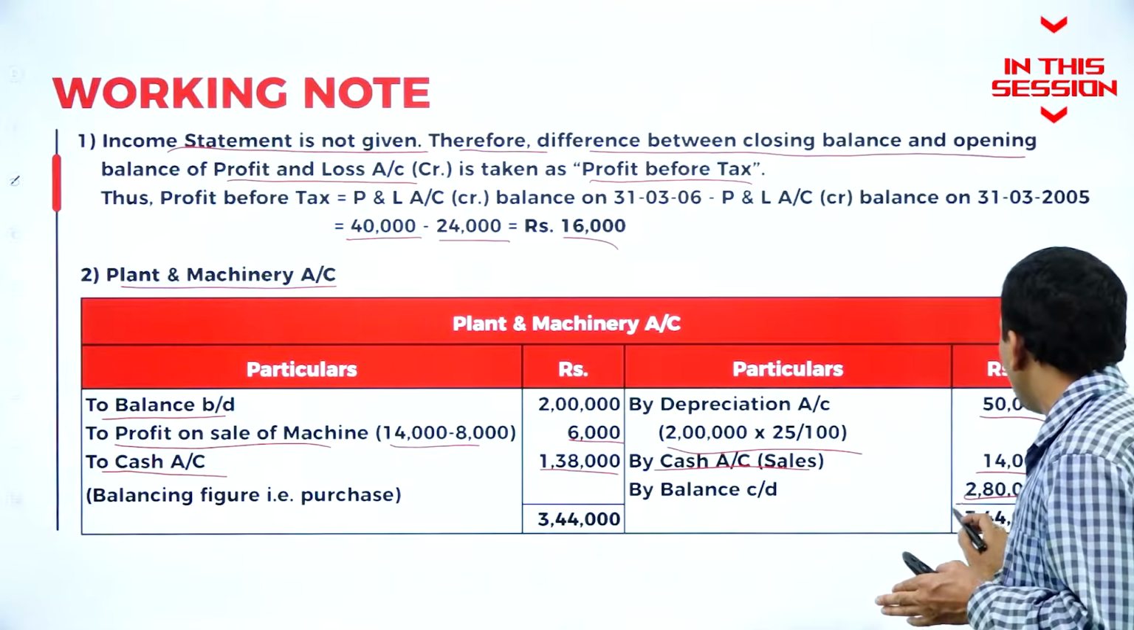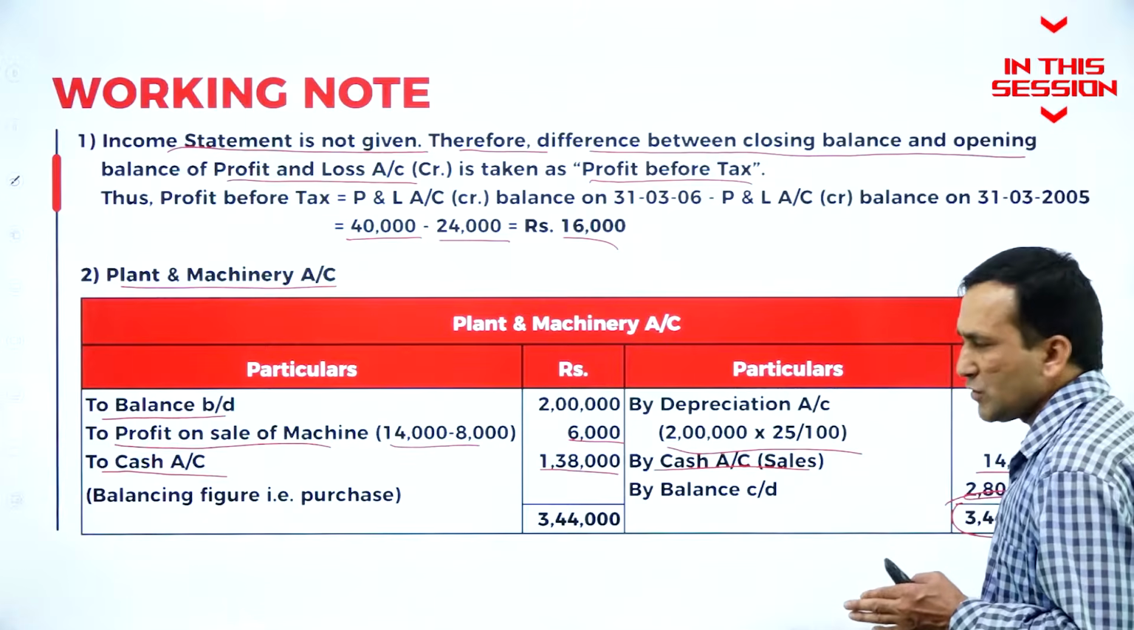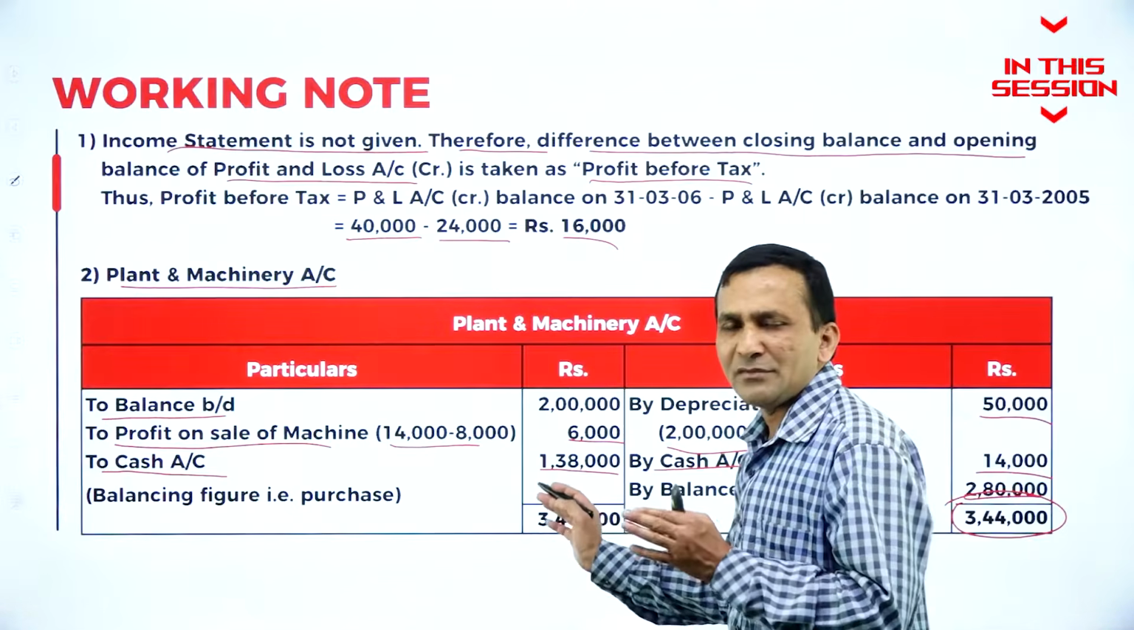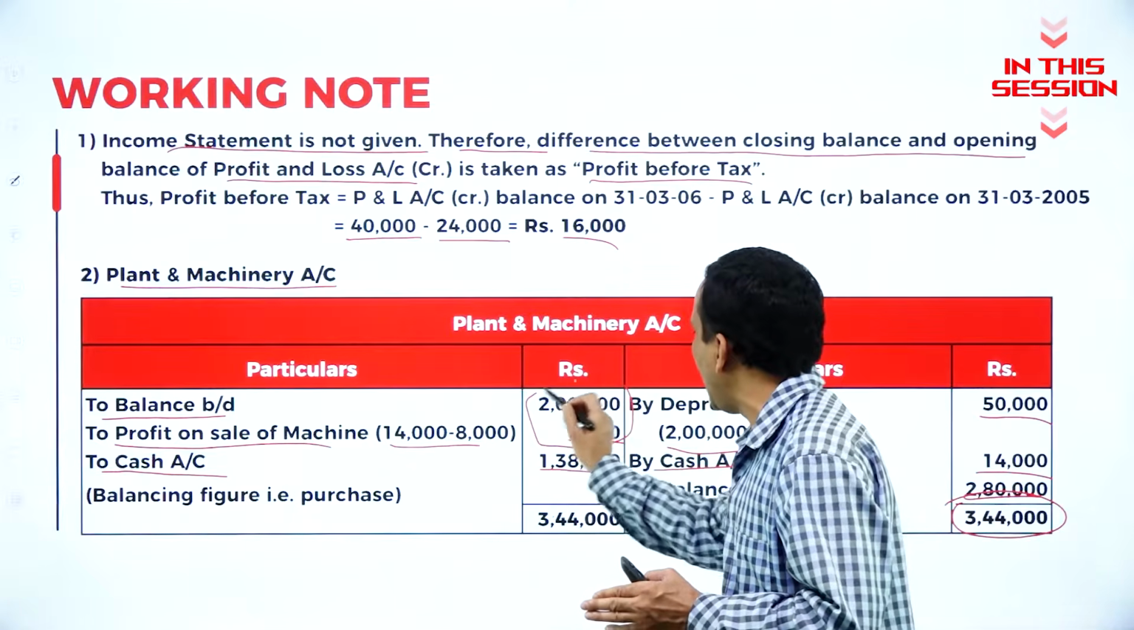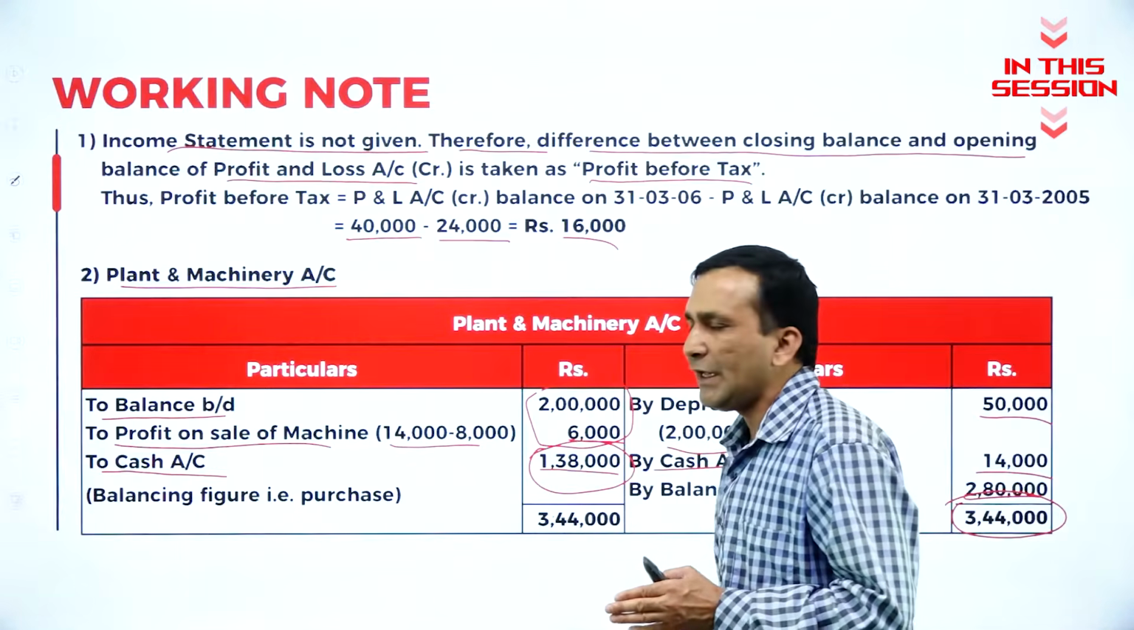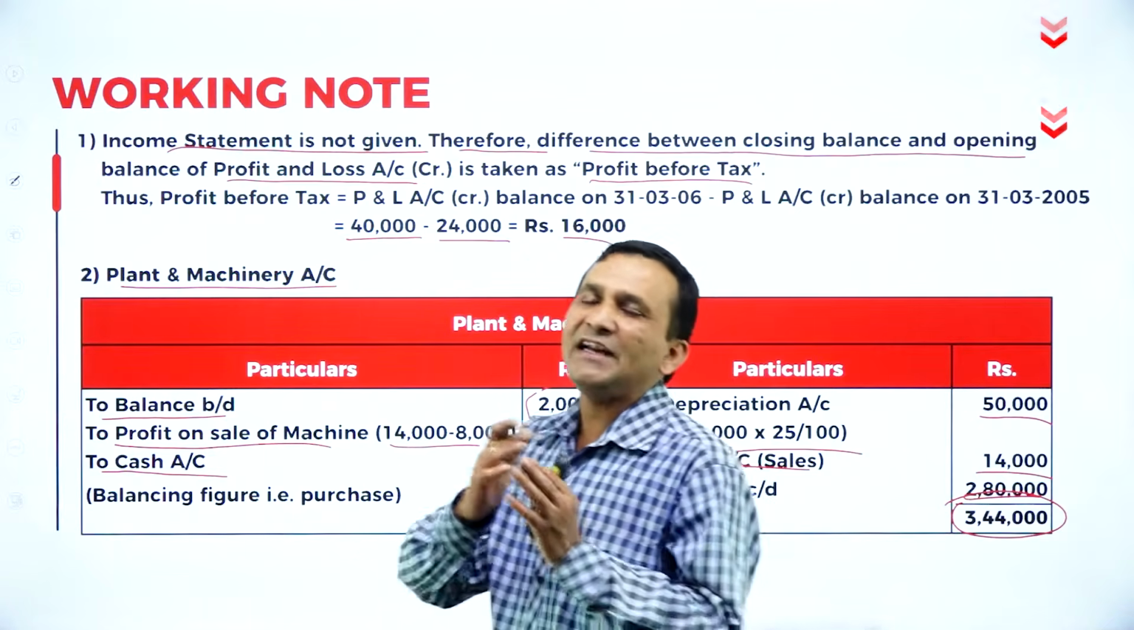The credit item, we are getting 3,44,000. 3,44,000, I am just writing the opposite copy. So from this you need to subtract these two items. The difference is 1,38,000, which is nothing but the additional purchase.